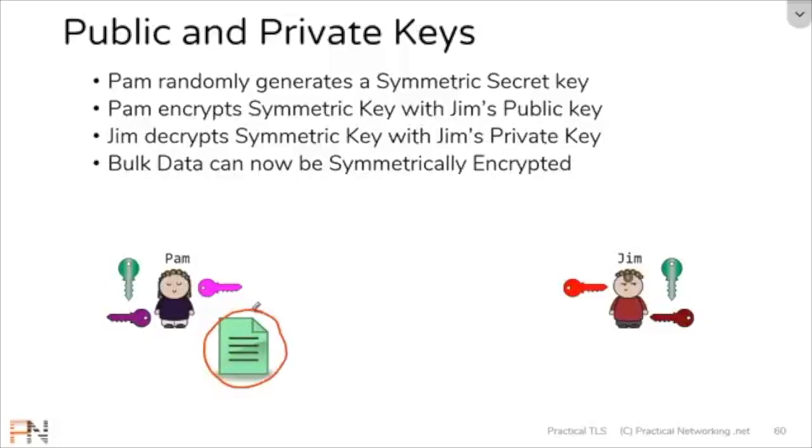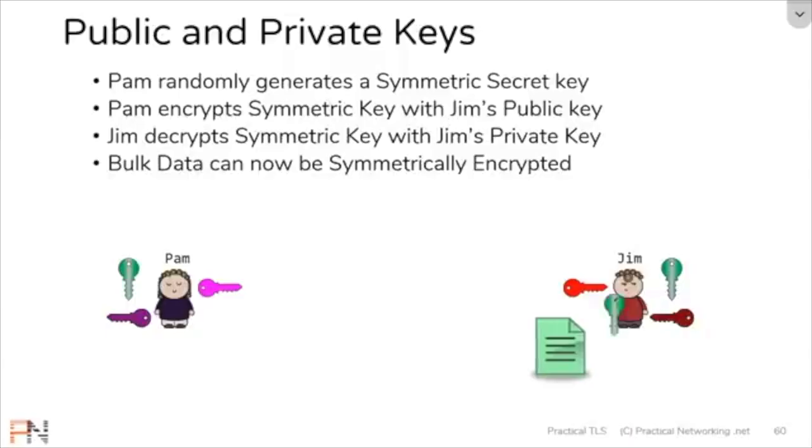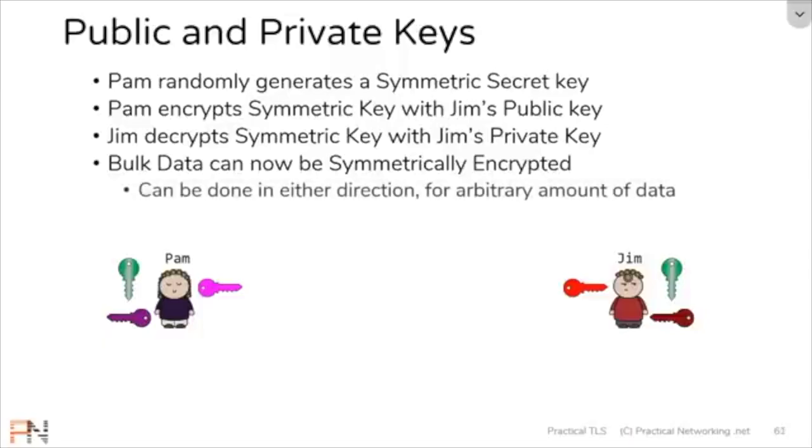The only key in the world that can decrypt that message is the same symmetric key that was used to encrypt it. That message can be sent across the wire, and then Jim can use his copy of the symmetric key to decrypt that message and extract the original content. This can be done in either direction for an arbitrary amount of data.